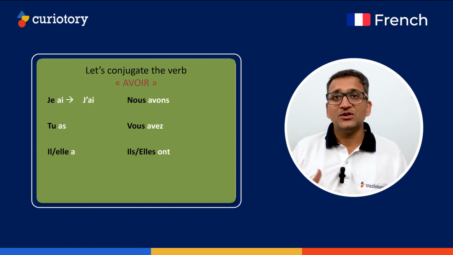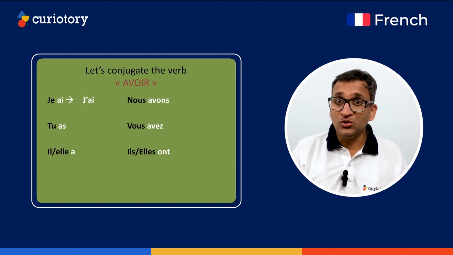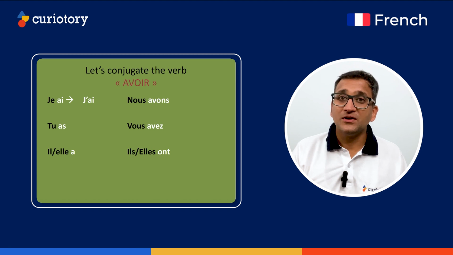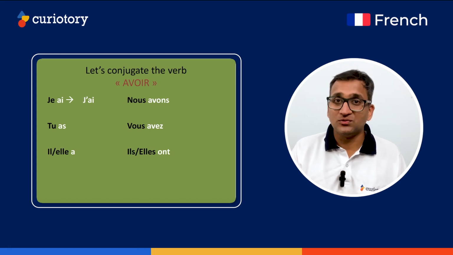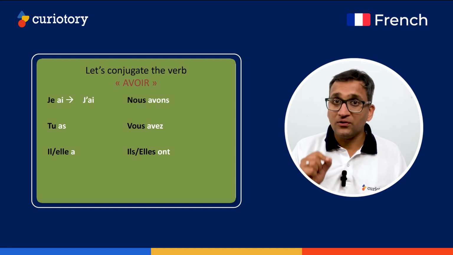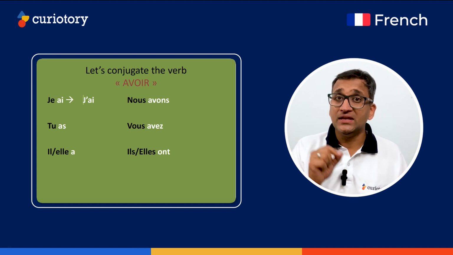With tu, it is tu as, which means you have. So for you, the spelling will change. Tu as. Okay, right? I have, you have. The spelling with you is a different one. It is not that you will write the same ai. It is not possible. It is wrong. So with you, tu, the singular version of you, as you already know, it's tu as. With il or elle, it means with he and she.